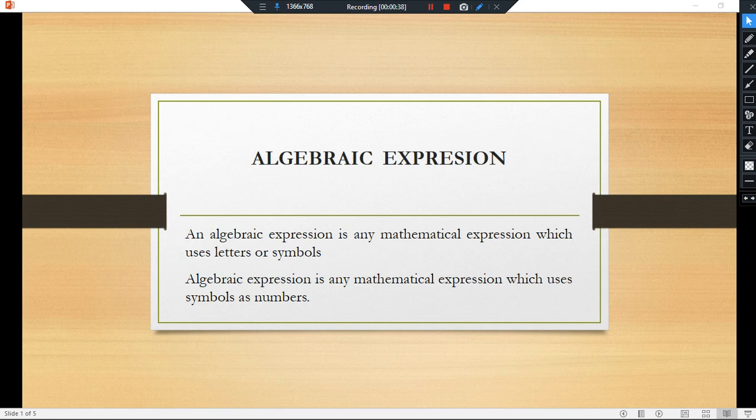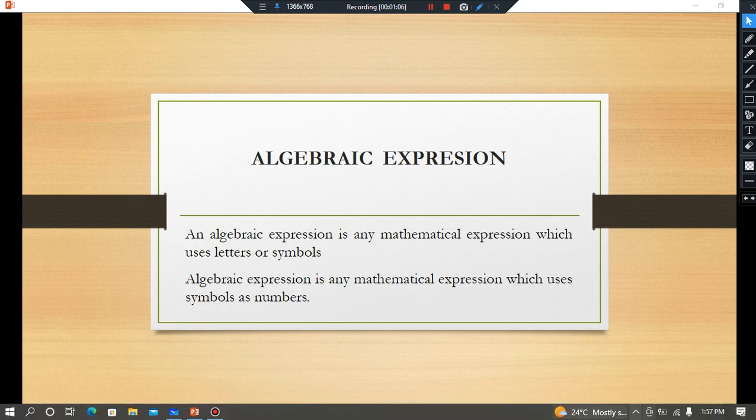Now, when we talk of algebraic expression, what is it? Simply put, any mathematical expression which involves letters or variables or symbols in it is known as algebraic expression. What do I mean by a mathematical expression which involves letters or variables? Let me make a little illustration over here.